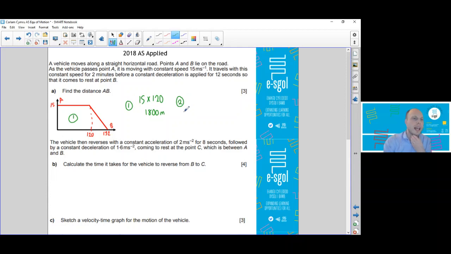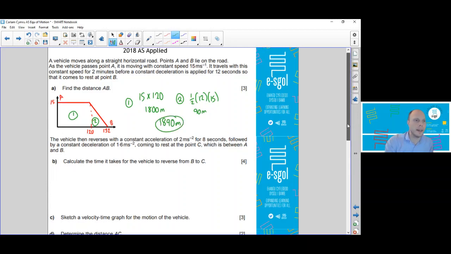Section 2 is a triangle. I know it's 12 wide, I know it's 15 tall. So a half of 12 times 15 is 90. The total area of that graph there is 1,890 meters. So that's a quick, easy 3 marks there.